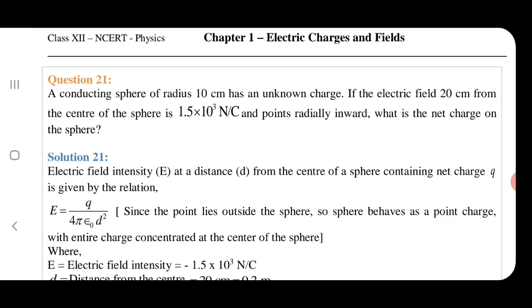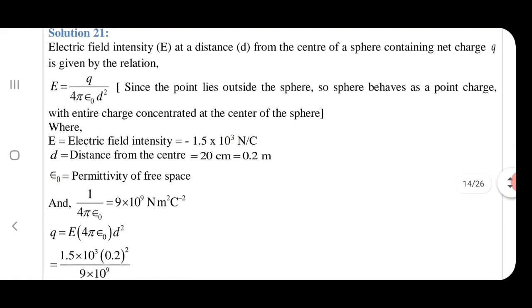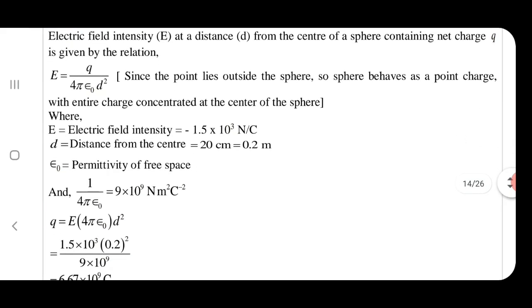So which field is referred to here? The field at an outer point, because the sphere has a radius of only 10 centimeters. So what is given is the field at an outer point. What is the expression for the field at an outer point? E is equal to Q by 4 pi epsilon 0 d square, where d is the distance of that point from the center of the sphere.